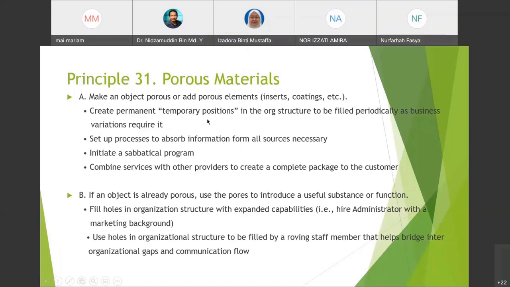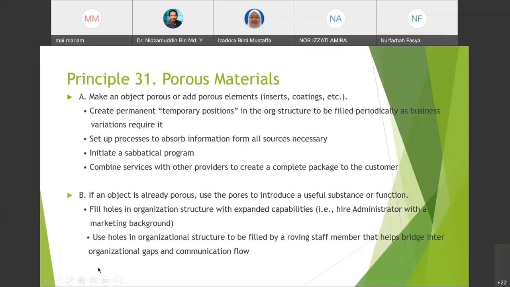Porous material is like you have a hole in that object. So you fill that object with a temporary one. So that hole would be the temporary position. For another example, if an object is already porous, use pores to introduce a useful substance or function. So in management or business, it's like filling holes in the organization structure with expanded capabilities. For example, hire an administrator with a marketing background, or use holes in the organization structure to be filled by a roving staff member that helps bridge inter-organization gaps and communication flow.